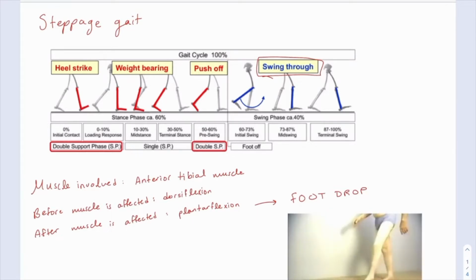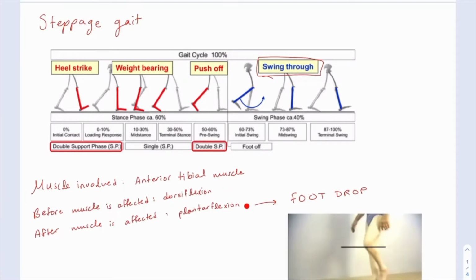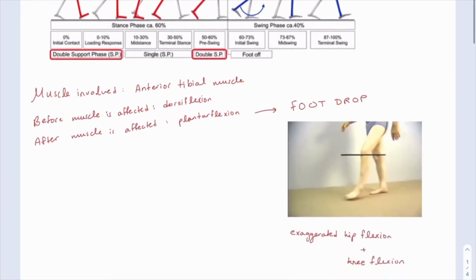However, in certain cases where, for example, the peroneal nerve is damaged, you might end up with the opposite of dorsiflexion, which is plantar flexion. And this is called the foot drop.